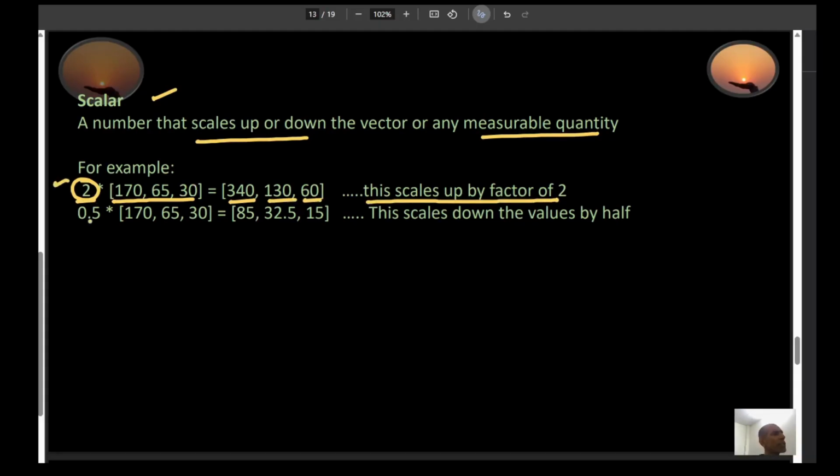If I say 0.5 times the same vector, in this case 0.5 is my scalar and this is the vector, it's going to halve everything. So 0.5 times 170 is 85, 0.5 times 65 is 32.5, and 0.5 times 30 is 15. So this scaled down all the values by half.